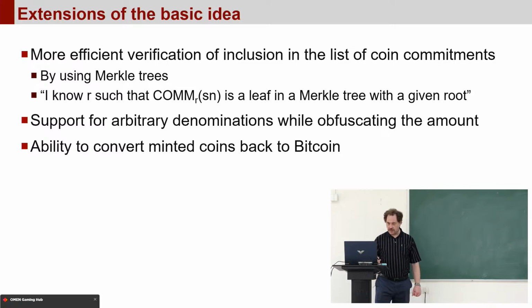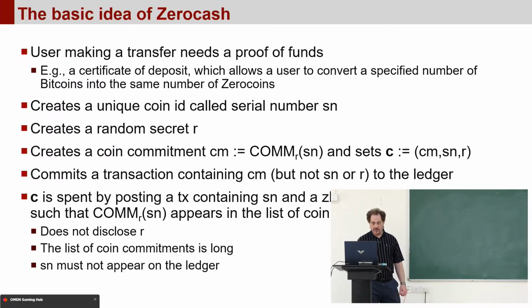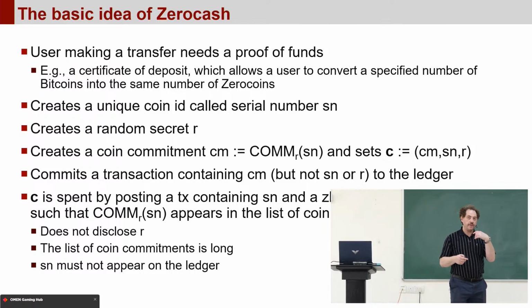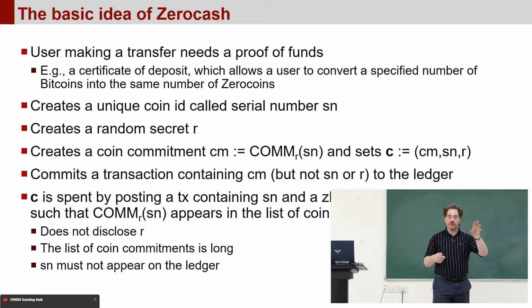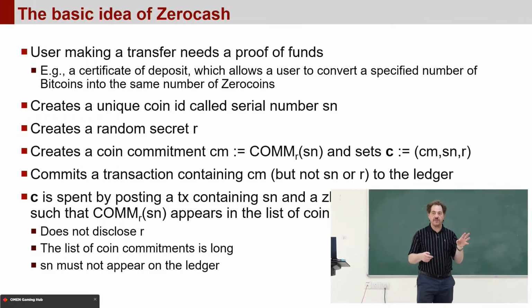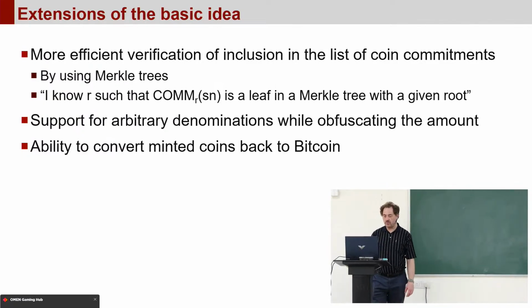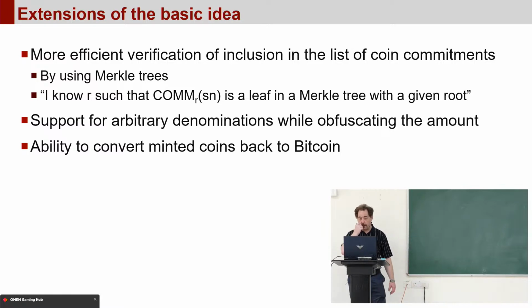Also, in the basic idea, I was only talking about coins, right? And the coin in the basic idea just has the same amount, 1 unit of cryptocurrency. So another extension is support for arbitrary denominations while obfuscating the amount. And yet another idea is the ability to convert minted coins back to Bitcoin.